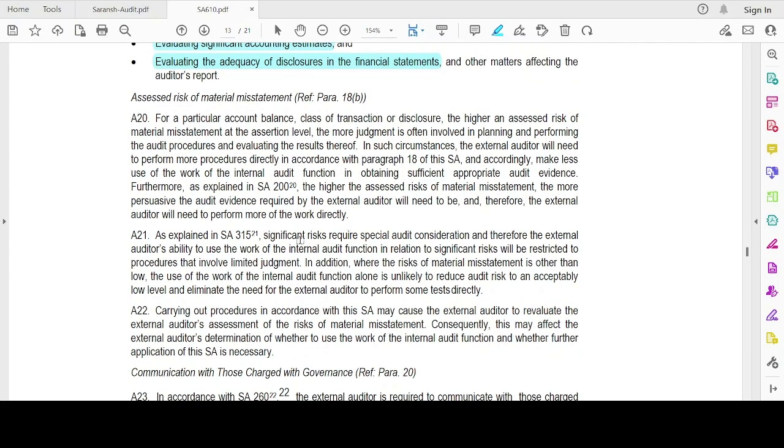Assess the risk. Significant risk requires special audit consideration, and therefore the external auditor's ability to use the work of the internal audit function in relation to significant risk will be restricted to procedures that involve limited judgment.